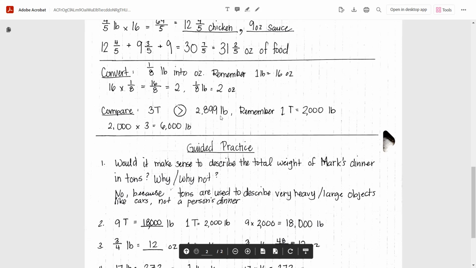Now, comparing 3 tons or 2,899 pounds. If 1 ton is 2,000 pounds, 3 tons is going to be 3 times 2,000, which is 6,000. So 3 tons is greater than 2,899 pounds.